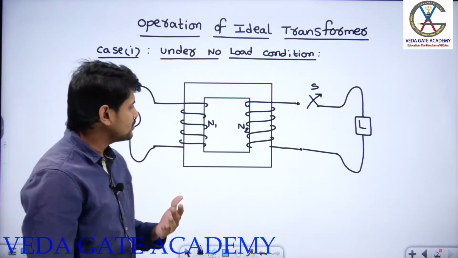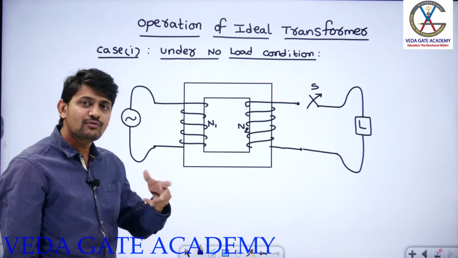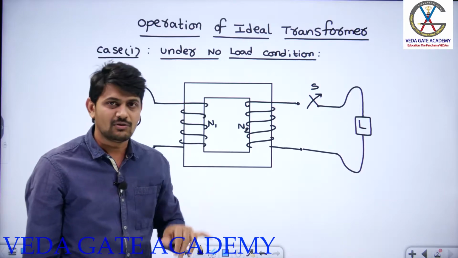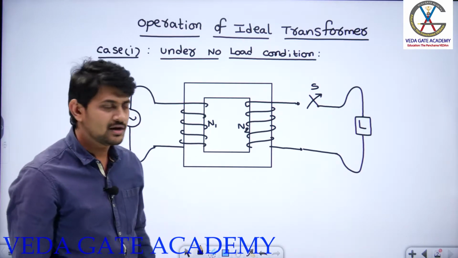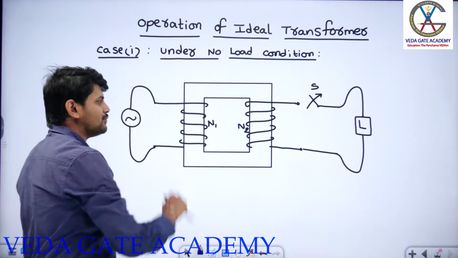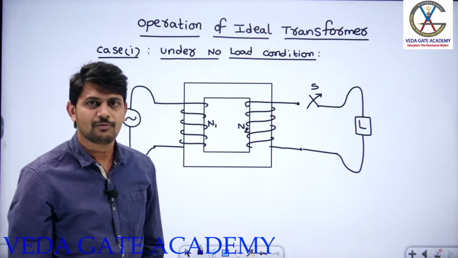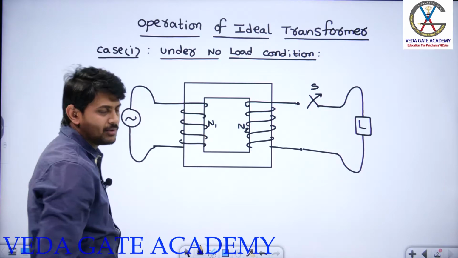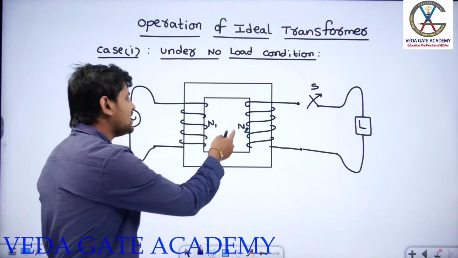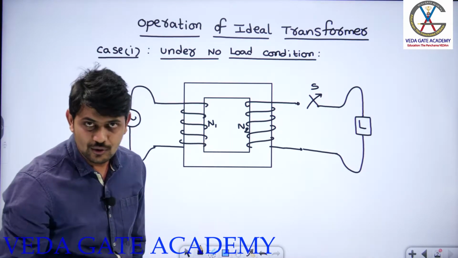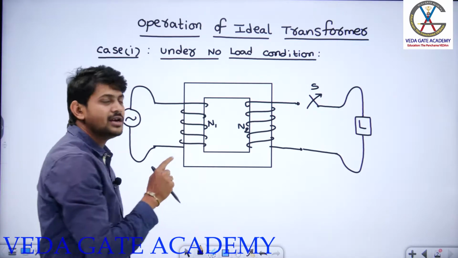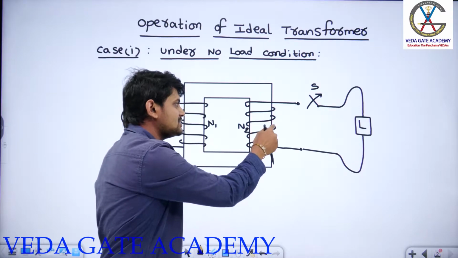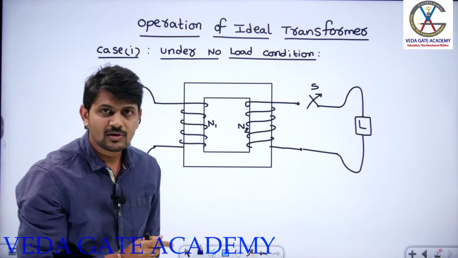Now, you may have a doubt: how can we say whether the winding is HV winding or LV winding, that means high voltage winding or low voltage winding? For that, simply identify the relation between the number of turns of the primary and secondary side. Suppose the number of turns of the primary winding N1 is greater than the number of turns of the secondary winding N2. In that case, my primary winding is called the HV winding, whereas the N2 turns, the secondary winding, is called the LV winding.